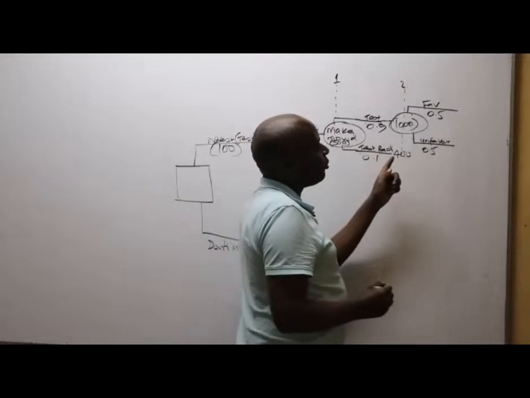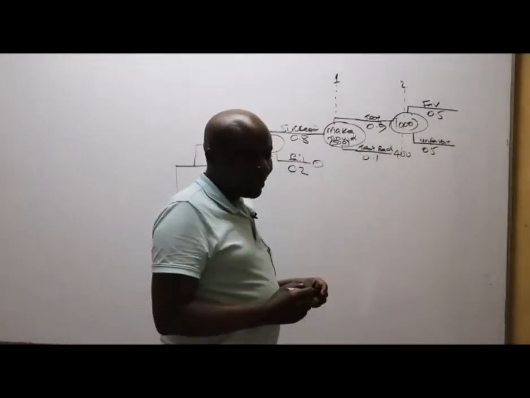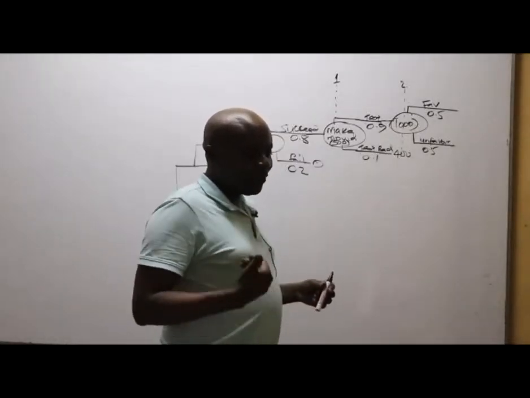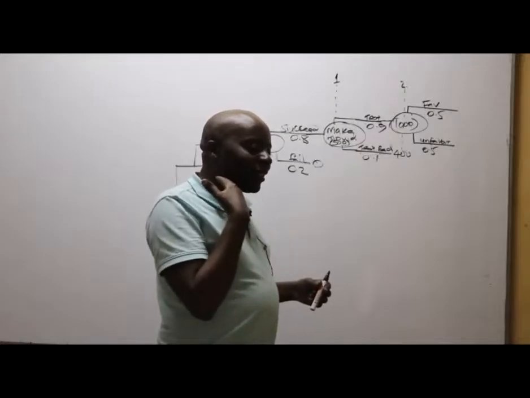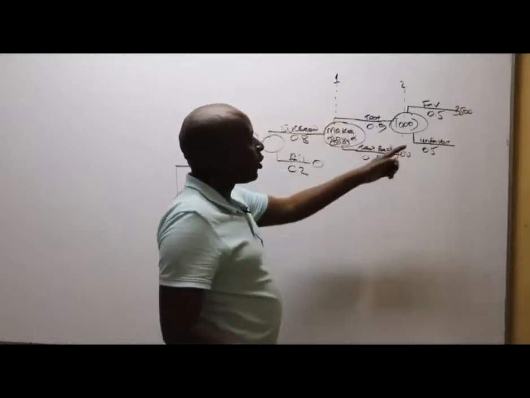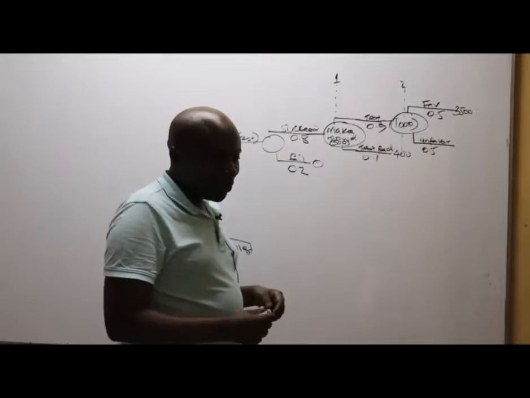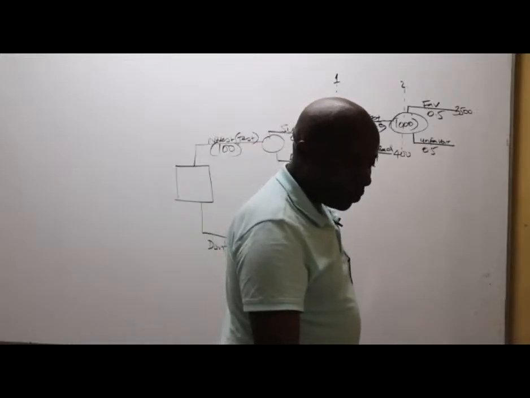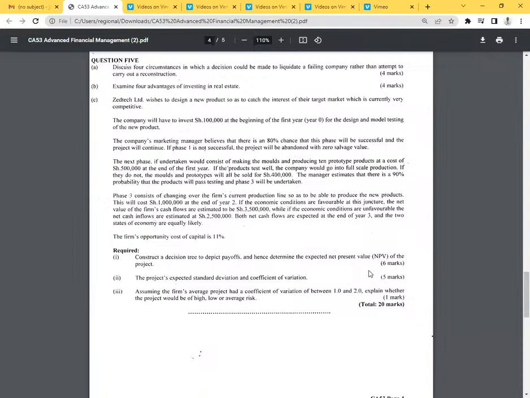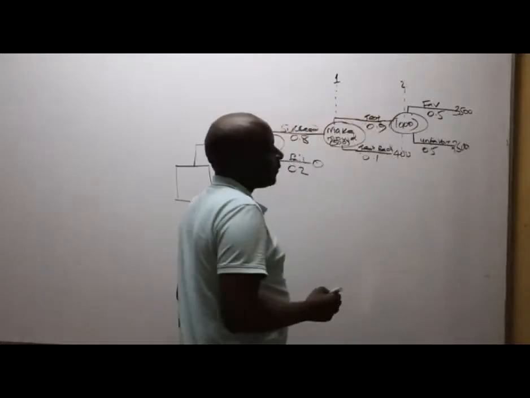What have they told us about the economy being favorable? If the economy is favorable, how much are we going to earn? 3,500. Our figures are in thousands. If the economy is favorable, we shall earn 3,500. What if the economy is unfavorable? They've told us here we shall earn only 2,500, like that.